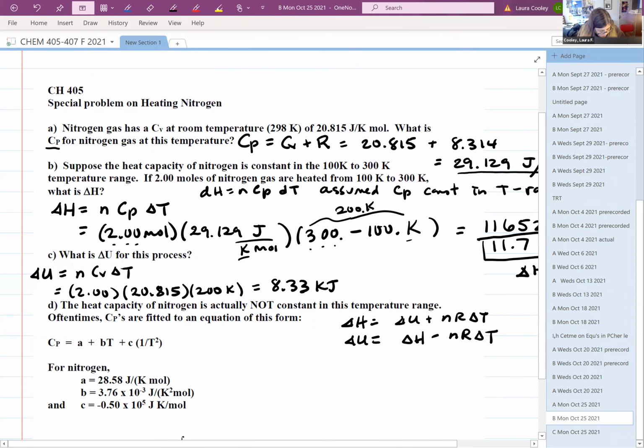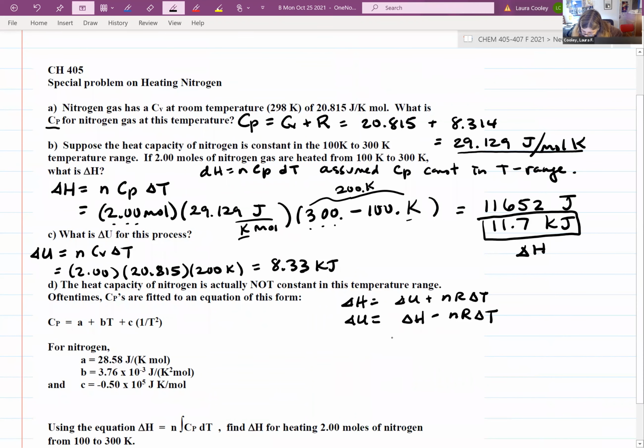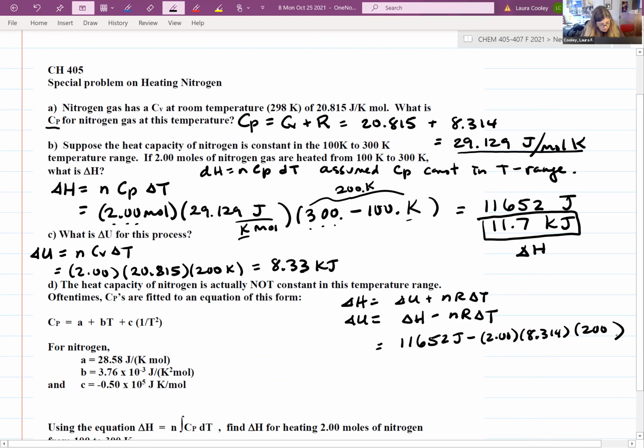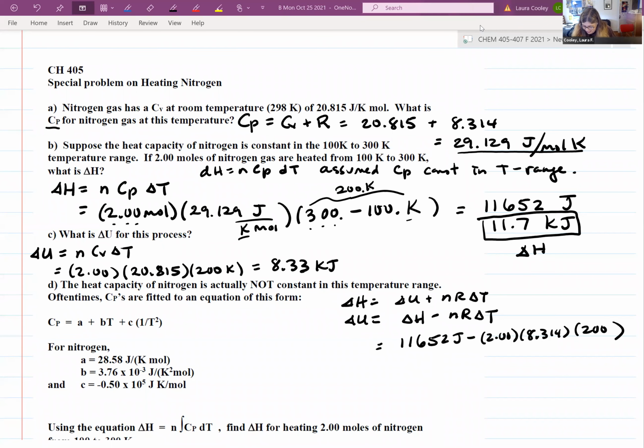Okay, so that would be 11652 joules minus 2, 8.314, 200. Just want to check this. Just had to find my calculator.